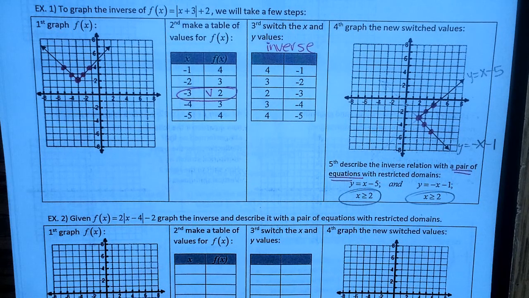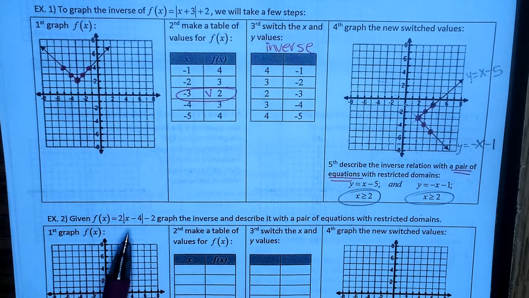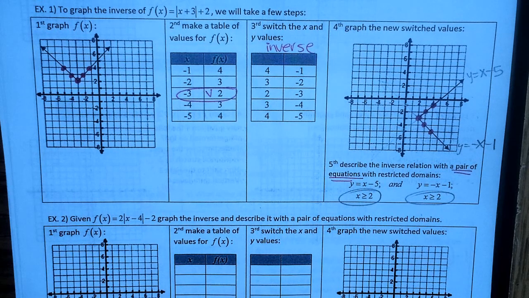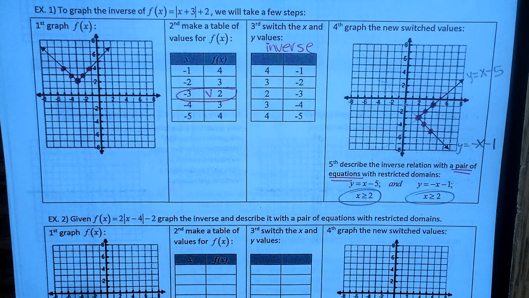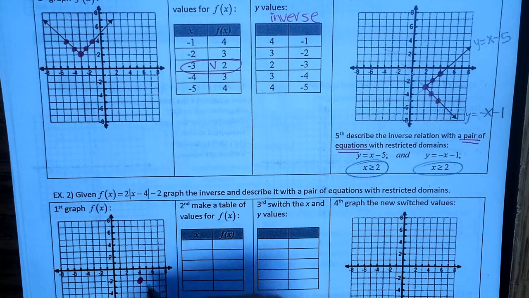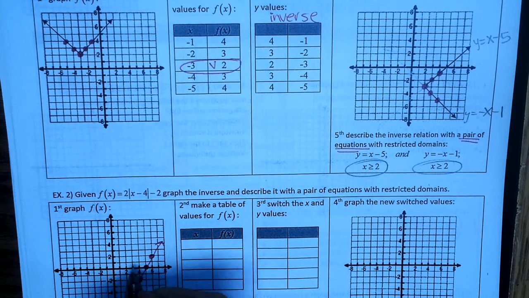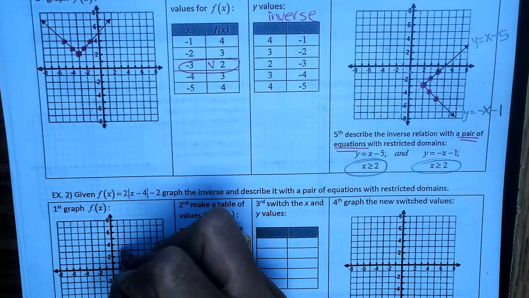I'll get you started with step 1, just to make sure you do it right. Step 1, graph f of x. F of x has a vertex at 4, negative 2. So 4, negative 2. And then it has a slope of 2. So up 2 to the right one. Up 2 to the right one. And then the other side is symmetrical. Up 2 to the left one. Okay. Now, you do the next.